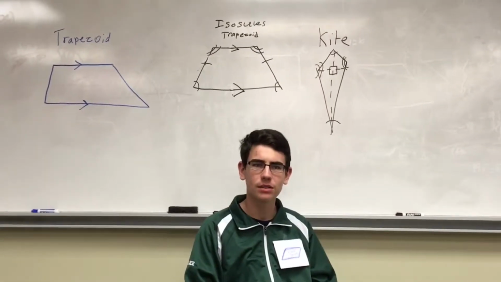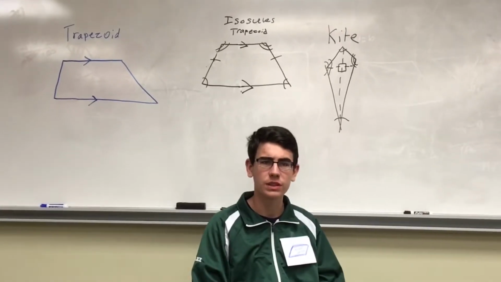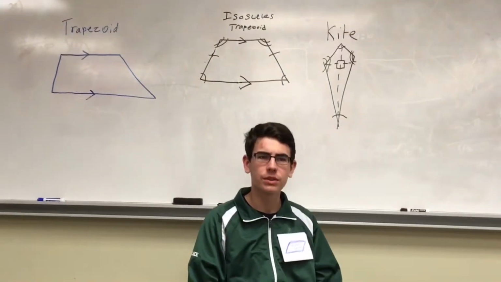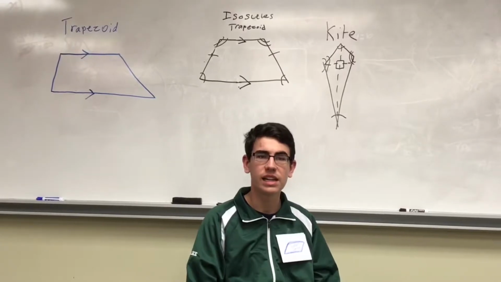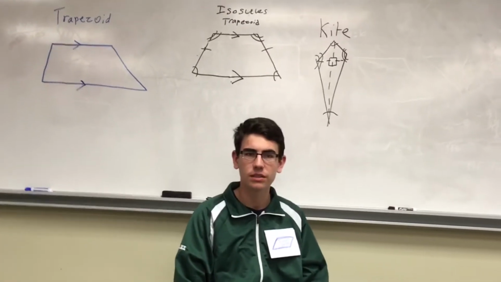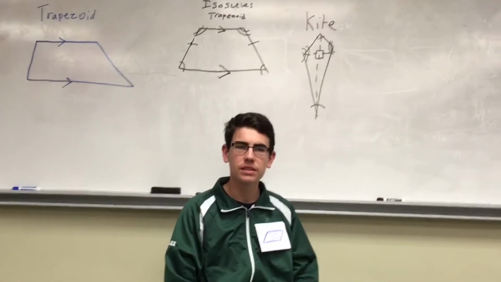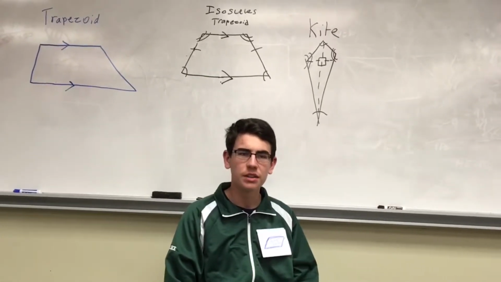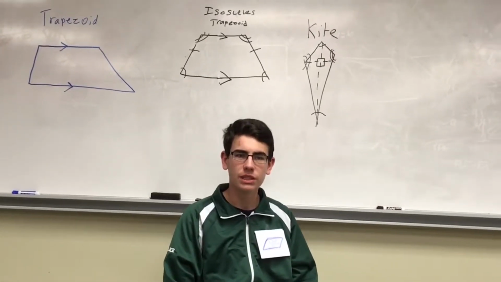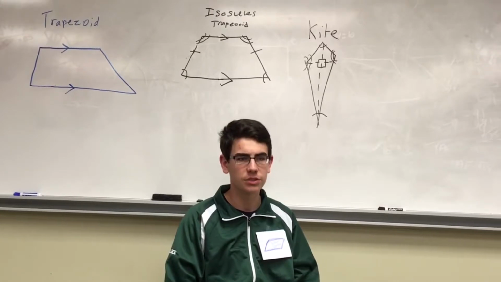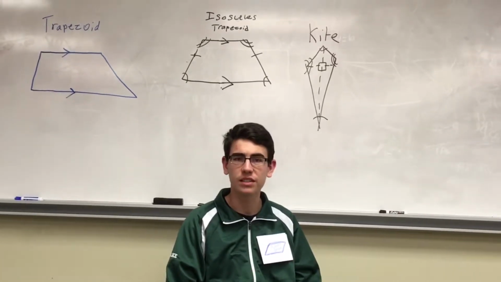A kite has no parallel sides, two pairs of congruent consecutive sides, and one pair of congruent opposite angles, and has diagonals which are perpendicular bisectors. In trapezoids, the bases are parallel but aren't congruent. There are also isosceles trapezoids, which have congruent base angles, complementary opposite angles, and congruent legs.